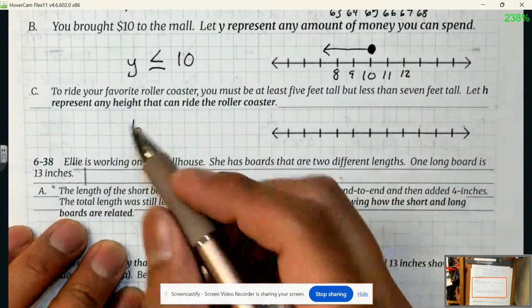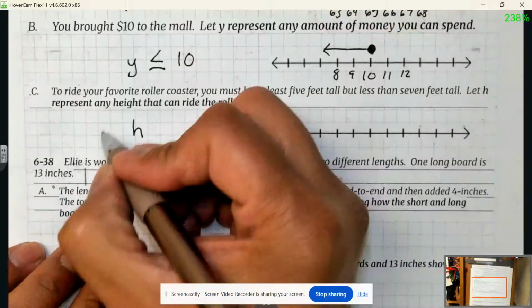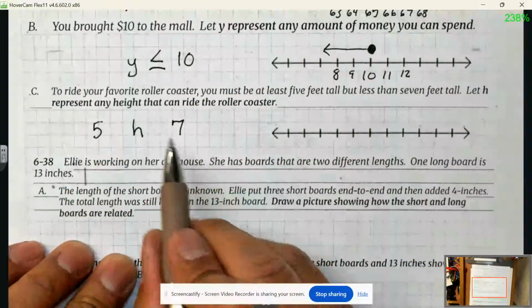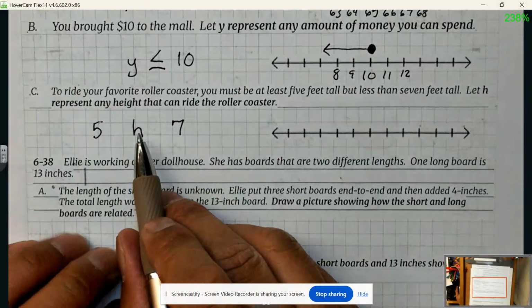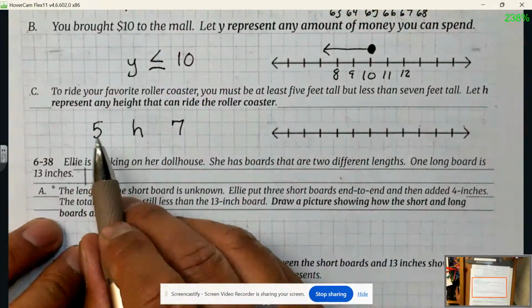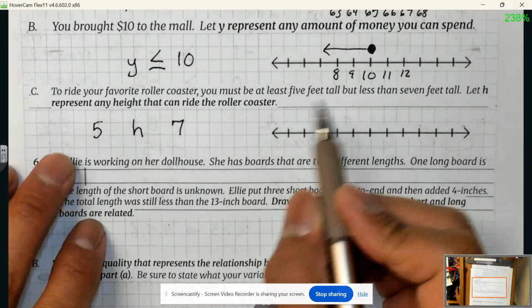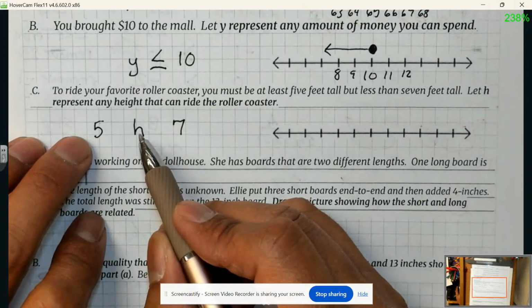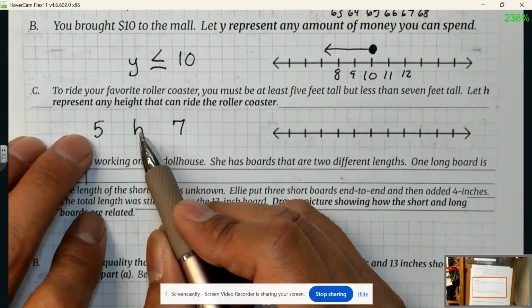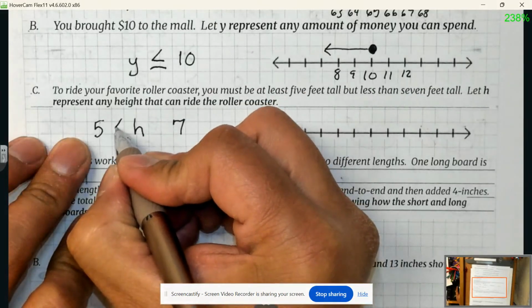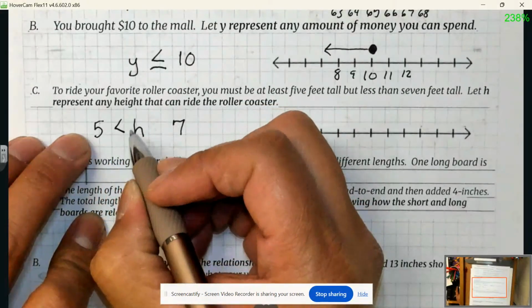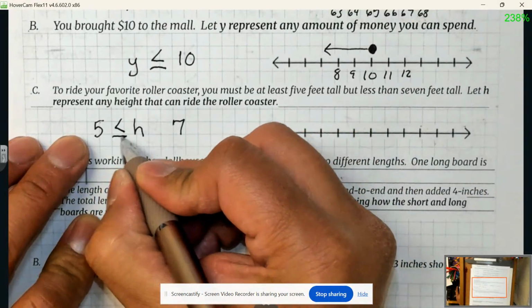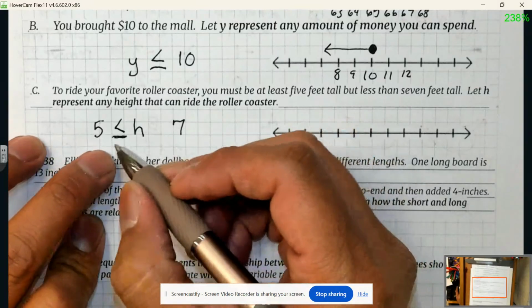So what this actually means is there are two boundary points. We have a 5, and then we have a 7. So how do they relate to the height that can ride the roller coaster? Well, the 5, you must be at least 5 feet tall. So does your height have to be higher or lower? Your height has to be higher. So that's going to go in this direction. Can you be 5 feet tall? At least 5 feet includes 5 feet. 5 is the minimum.